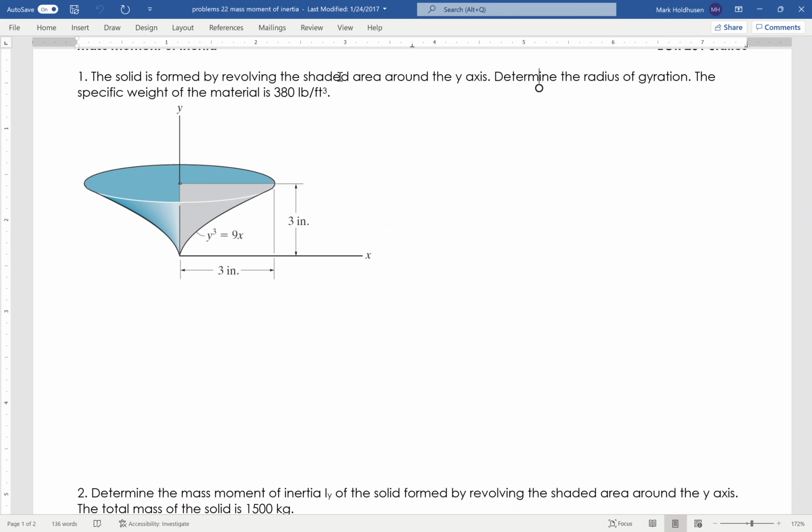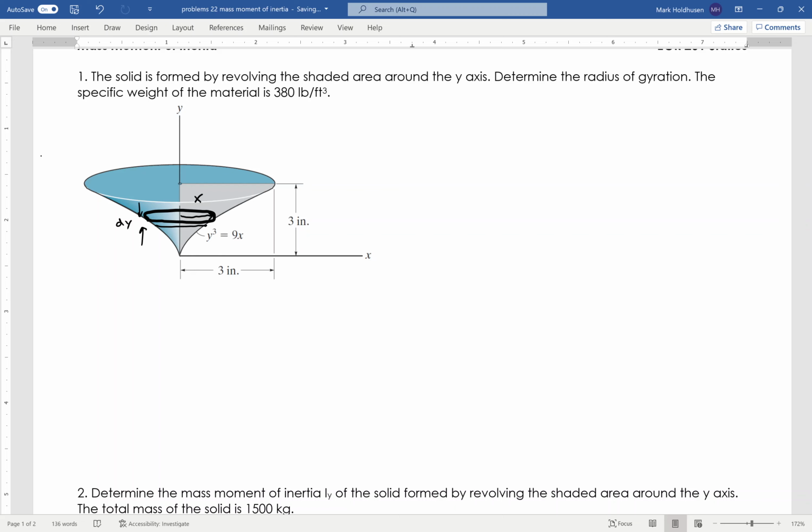Okay, so we want to find the radius of gyration of this object about the y-axis. The equation that we're going to use for this, and really what we're going to define this by, is just like we've done with centroids, we're going to find a disk like so. And this disk is going to have a thickness of dy, okay? And it'll have a radius of x, okay?